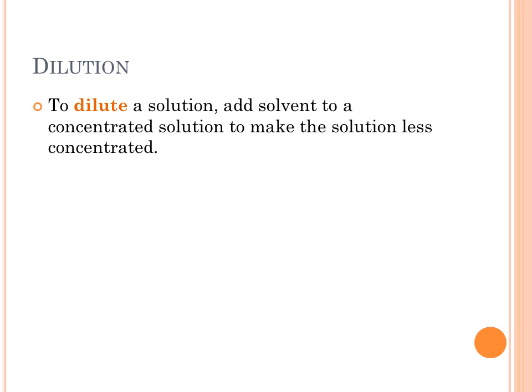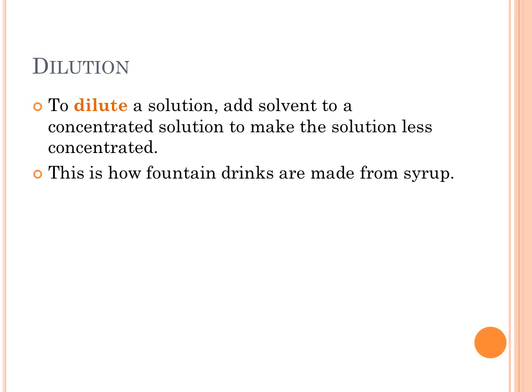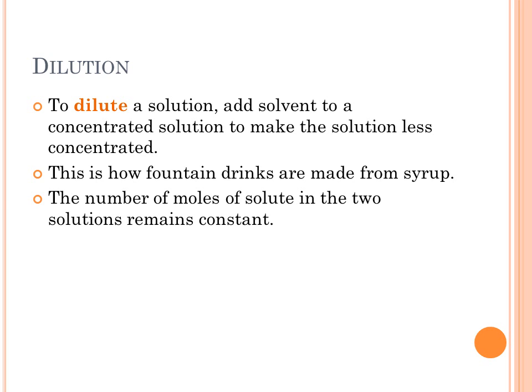Dilution. To dilute a solution, we're going to add solvent to the concentrated solution to make the solution less concentrated. This is how we make a fountain drink from the syrup. Diluting the syrup with carbonated water will make the fountain drink. The number of moles of solute in both the solutions remain constant, however, because we're just adding more solvent. The amount of solute remains the same.